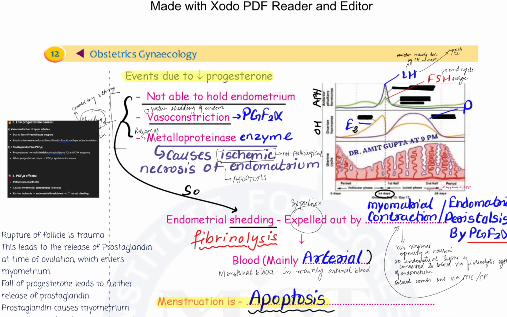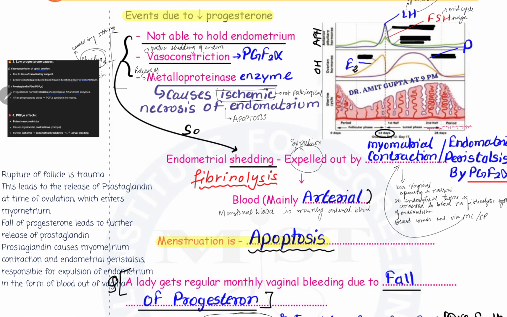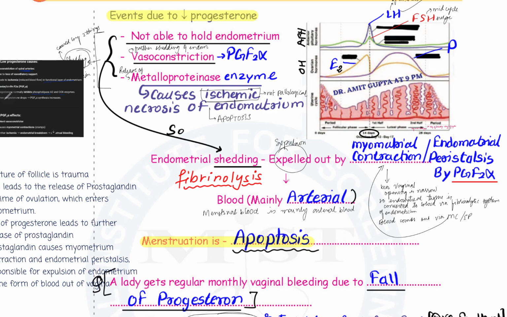Okay, so what did I say? Metalloproteinase enzyme causes ischemia. And it is apoptosis, it's not pathological. So there will be expulsion of endometrial shedding. Now expulsion will be by myometrial contraction or endometrial peristalsis, which is by PGF2 alpha. Because the vaginal opening is narrow, endometrial tissue is converted into blood via the fibrinolytic system of the endometrium. So blood comes out via myometrial contraction or endometrial peristalsis, not the endometrial tissue.